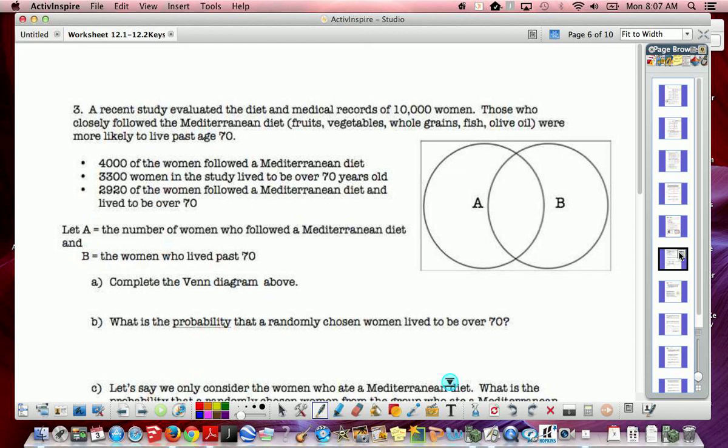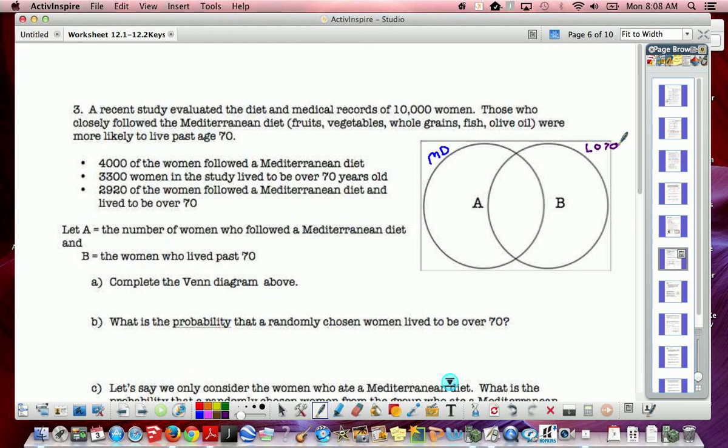2,920 of the women followed the Mediterranean diet and lived to be over 70. Wow, a lot of numbers there. It says, let A be the number of women who followed the Mediterranean diet. So right away I'm going to go Mediterranean diet. And B be the event that they lived over age 70. So lived over 70. Okay. So it just kind of helps me see which one is which.